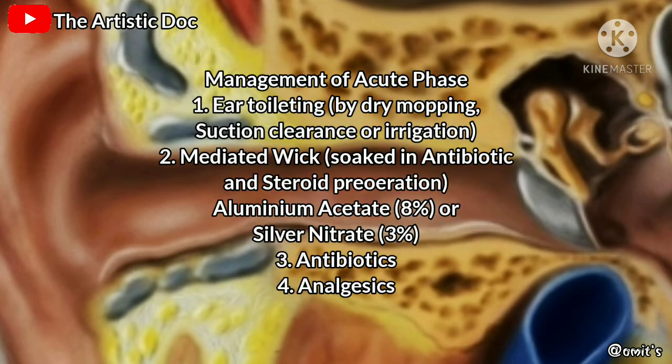An acute case is managed by ear toileting by dry mopping, suction, or irrigating the canal with warm, sterile normal saline. After toileting, an antibiotic-soaked gauze wick is introduced. The same antibiotic is given twice or thrice a day and the wick is changed daily for 2 to 3 days. Aluminium acetate 8%, or silver nitrate 3%, are used to form a protective coagulum to dry up an oozing meatus. Analgesics are given as pain relievers.